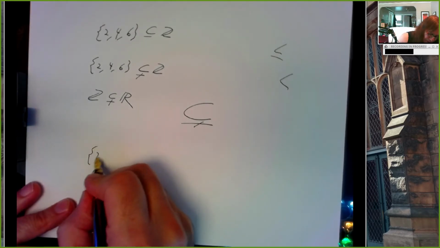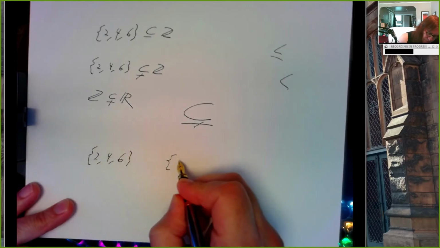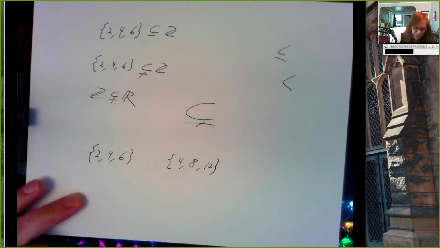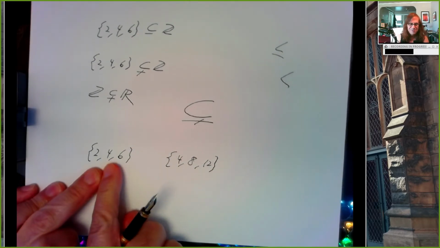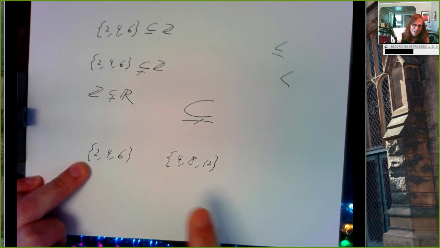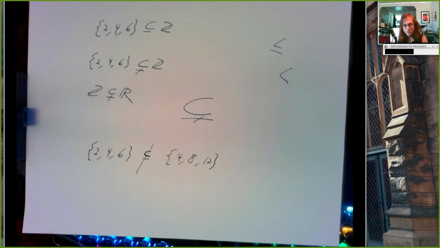If we have something that's not a subset, though, right? There's some numbers in common. There's a 4 here and a 4 there, but the 2 is not contained in this set at all. So that's not a subset. And so we write that as the subset symbol with a slash through it.